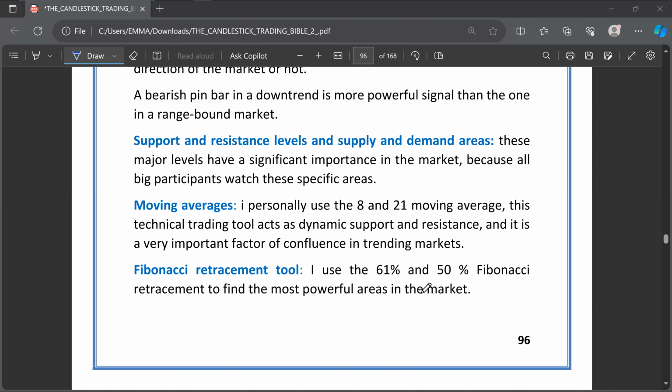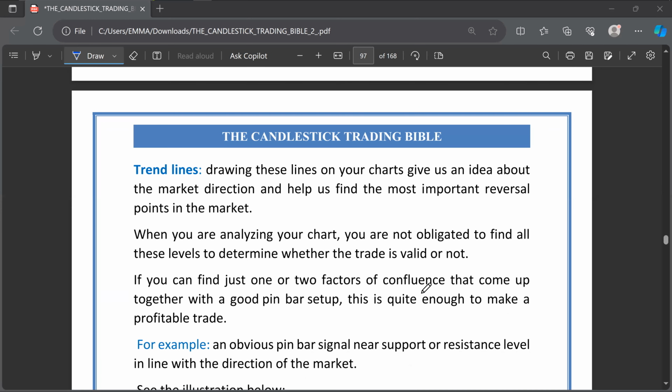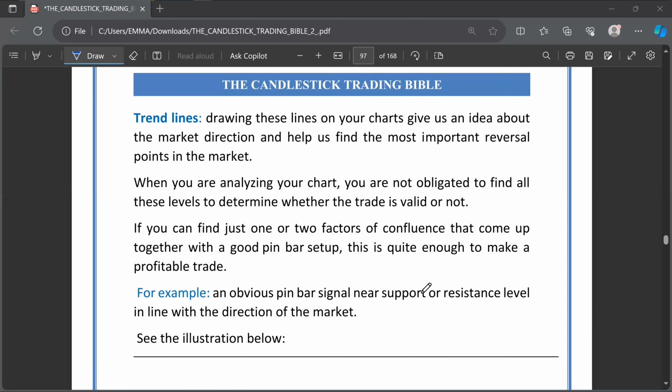Now, I use the 61% and 50% Fibonacci retracement to find the most powerful areas in the market. We will have the time to look at this in depth, so don't worry. Now, trend lines. Drawing lines on your charts gives us an idea about the market direction and helps us find the most important reversal points in the market. Trend lines will help you know if the market is going to reverse or continue.